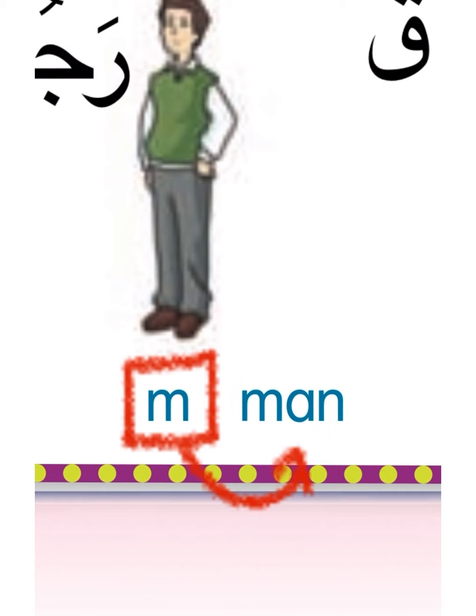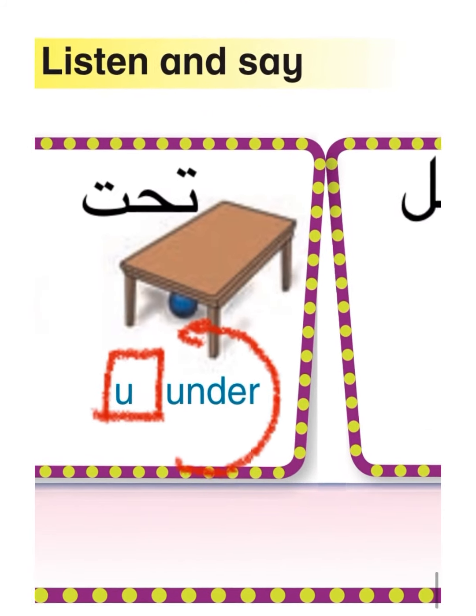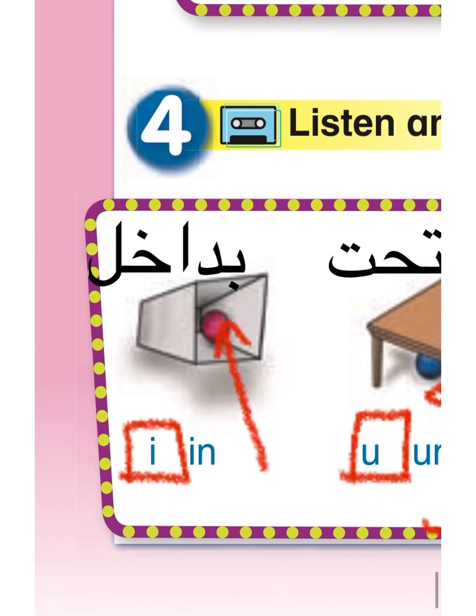Okay. This is the letter M. What about this? This is the letter L. Excellent. L is for... L-E-G, leg. Excellent. L is for leg. Leg means يعني رجل أو ساق. ساق, هي الساق من فوق لتحت. L is for leg. M is for man. U is for under. I is for IN.